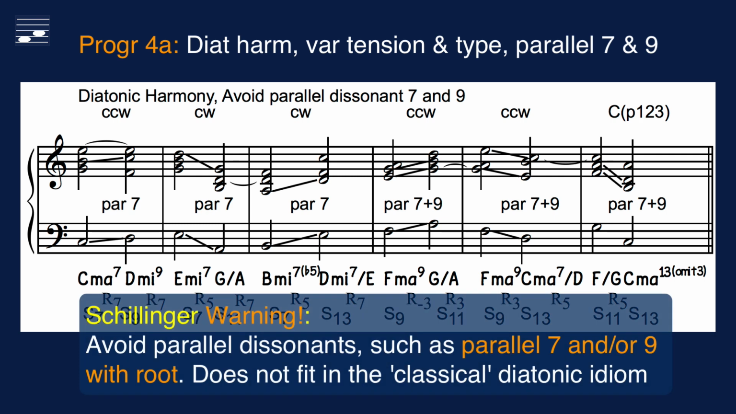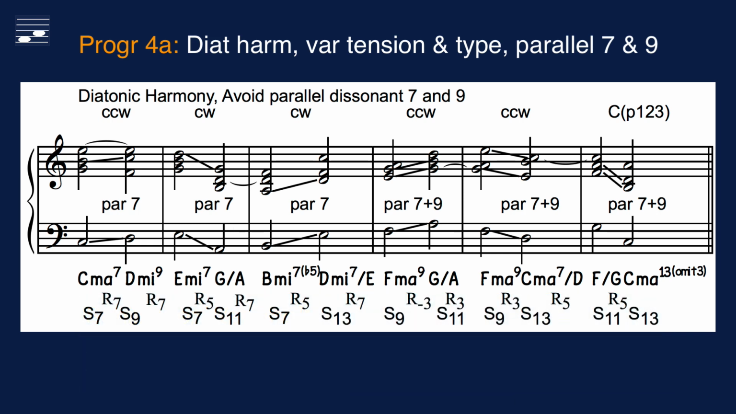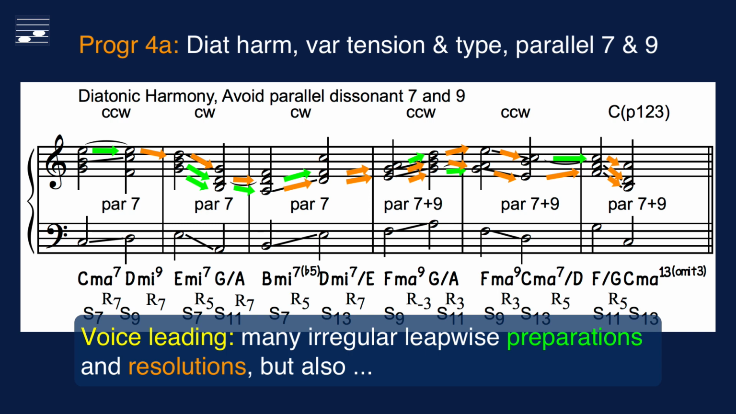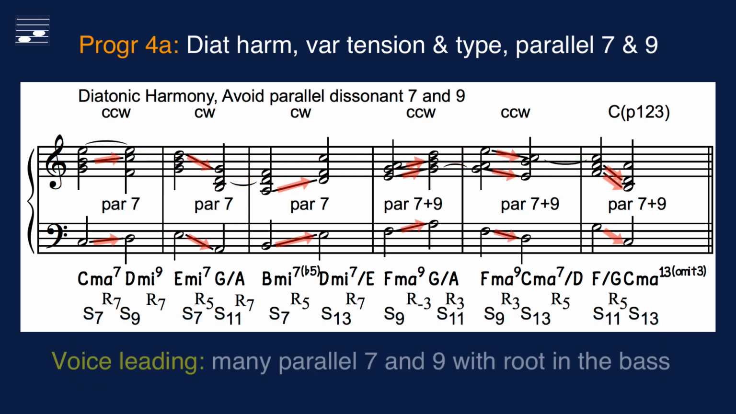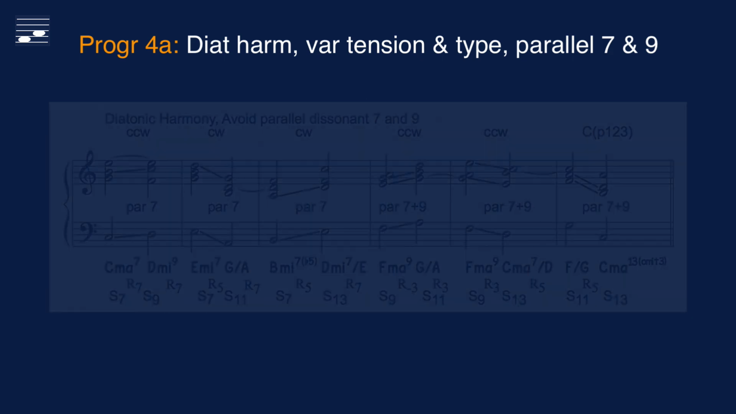And here's the warning that Schillinger issued in the diatonic context. When writing the upper layer voice leading, parallel dissonant 7th or 9th intervals with root may emerge. These are to be avoided. Inspecting the voice leading, we see many irregular preparations and resolutions by leap. But also we see a number of dissonant parallels between root and one or more upper layer parts, marked here with red arrows. Listen to this texture.